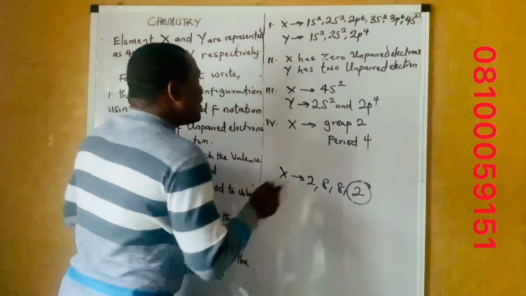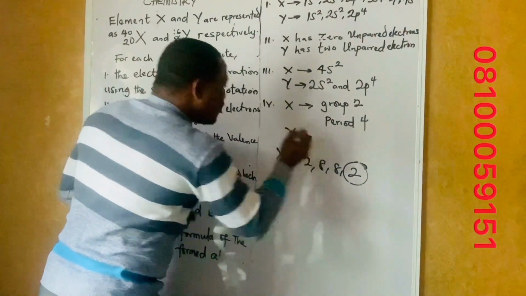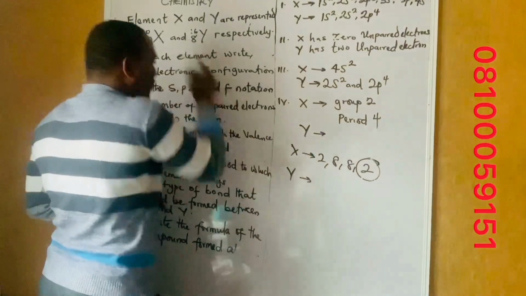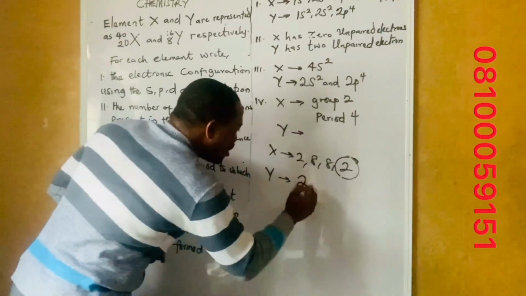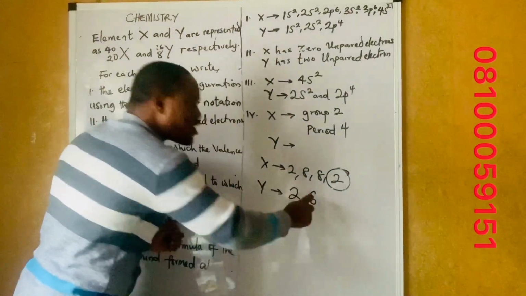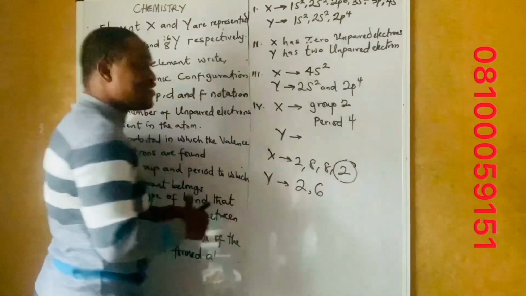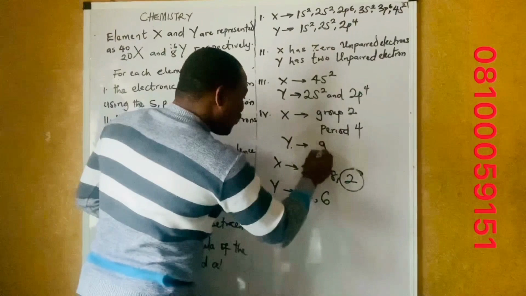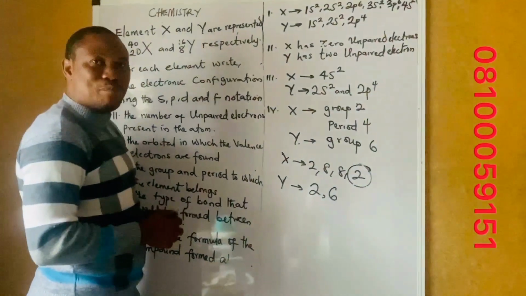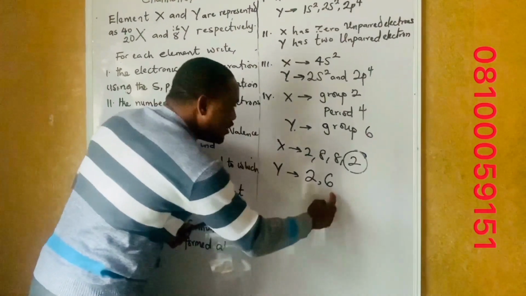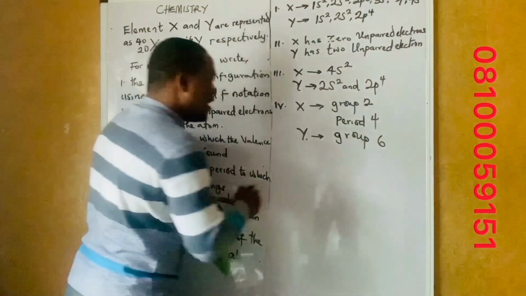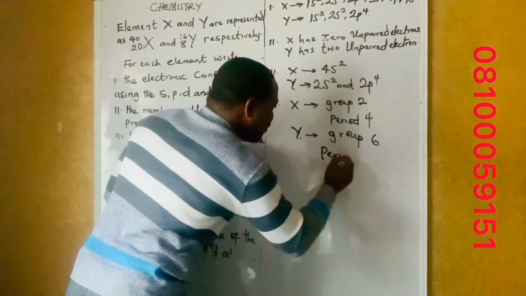Now for Y, you should be able to tell me. Don't forget Y is atomic number 8, so the electronic configuration is going to be 2, 6. What is the number of electrons you have outside? That is 6, which means Y will be group 6. What will now be the period? Count the number of shells: 1, 2. So it's going to be period 2.